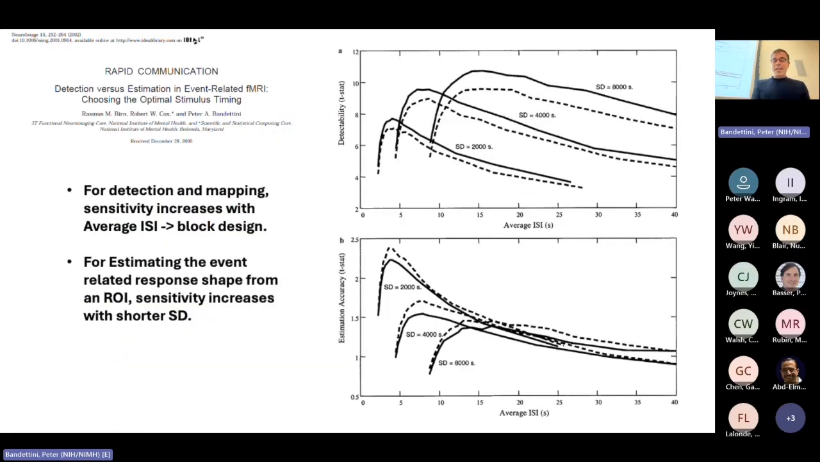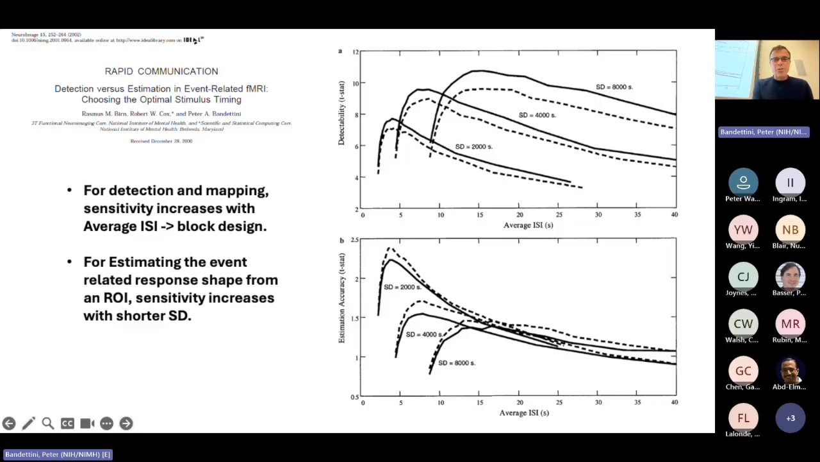And then the question was, what's the optimal speed to go? There were several papers published in parallel along this line. Anders Dale published one. Tom Liu published one from San Diego. We published one. Rasmus Birn published one, which I'm biased, but I like this one the best because it gave 2 conditions. One, if you're just trying to map the activation, you want maximal sensitivity. And of course, maximal sensitivity usually is attained with a block design. And so that's considered the best.